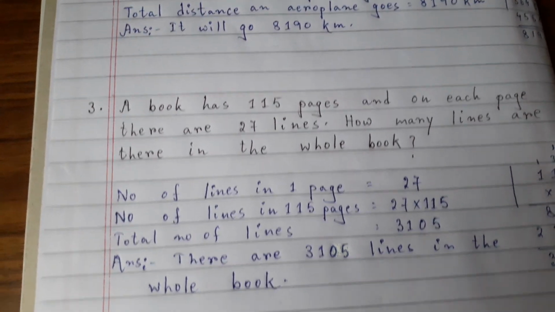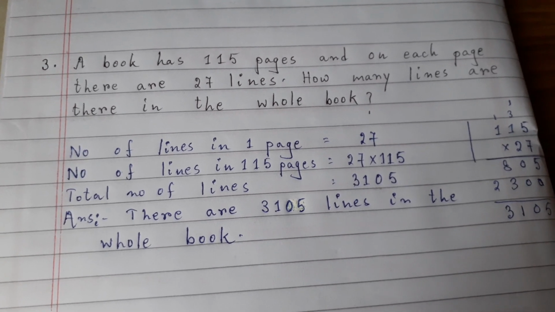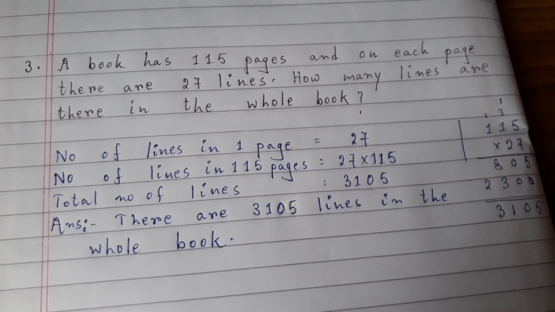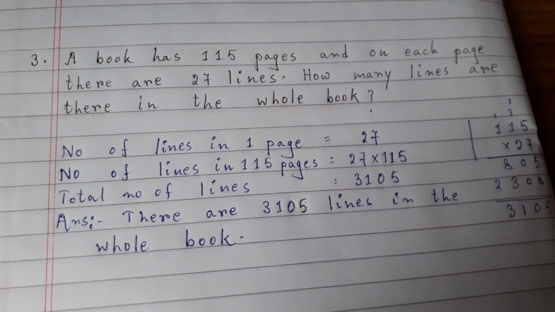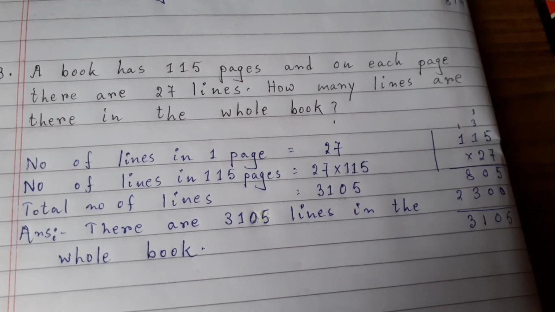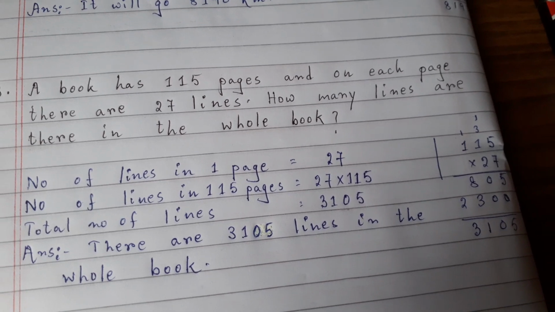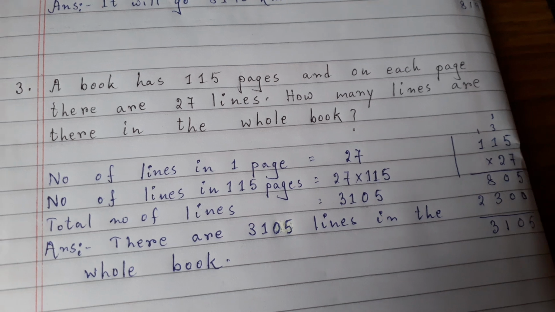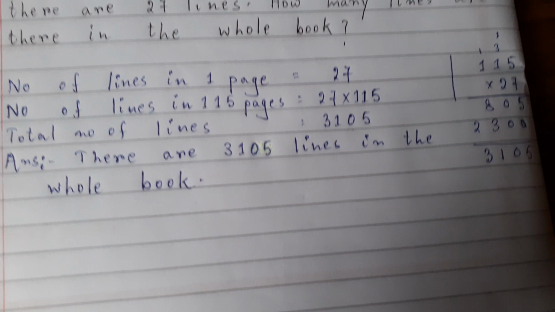Now the next, sum number 3. At first I am reading the sum, that is, a book has 115 pages and on each page there are 27 lines. How many lines are there in the whole book? On each page, each means how many? 1. One page, how many lines are there? 27 lines. So I have written, number of lines in one page is equal to 27.